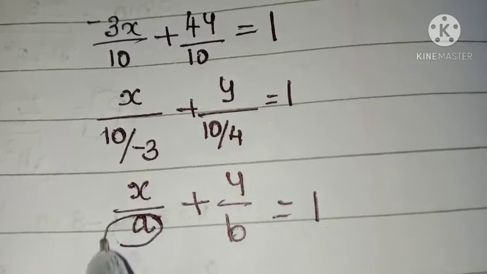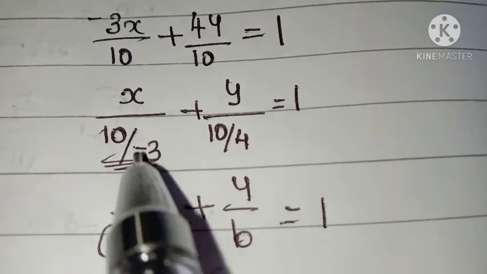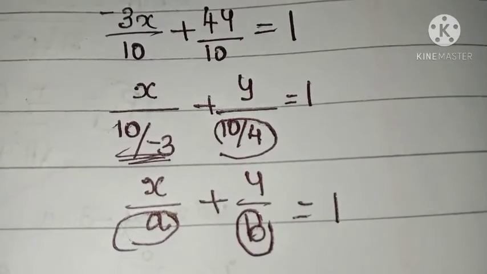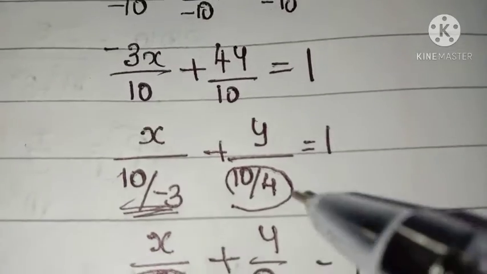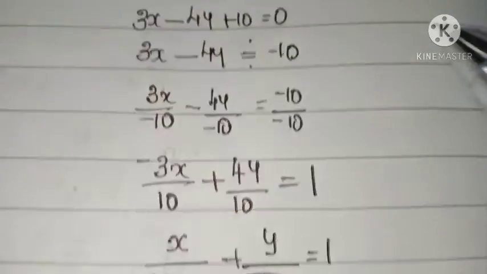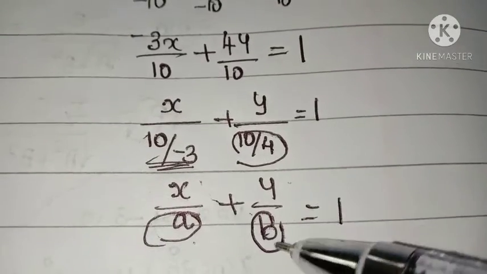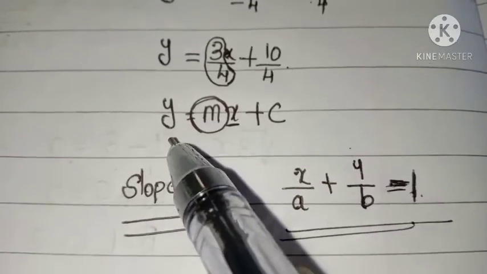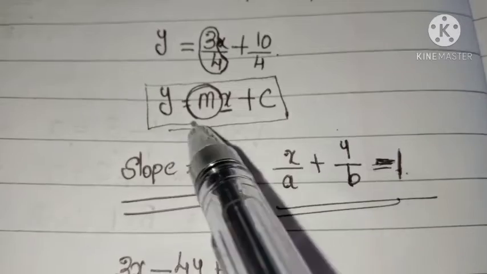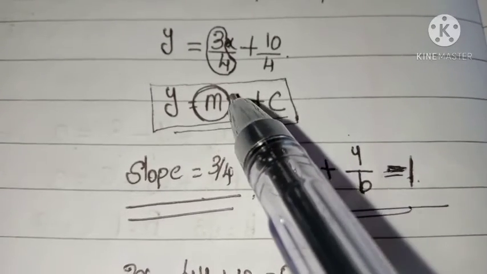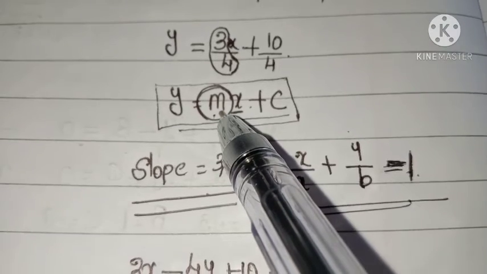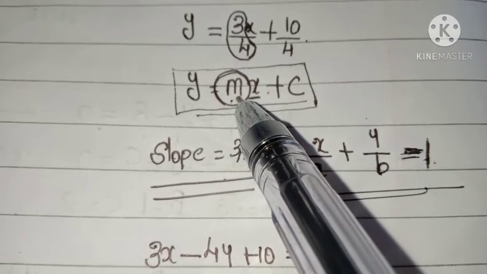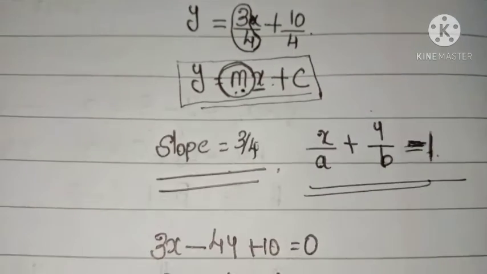So what is a here? A is 10 by 3. That is our x-intercept. What is b? B is 10 by 4. That is y-intercept. So to find the intercepts, you have to convert the given equation into the form x by a plus y by b equal to 1. To find the slope, you have to write the given equation into the form y equal to mx plus c. Here coefficient of x is our required slope. In this manner, we can do the problems belonging to exercise 10.2 as well as 10.3 also.